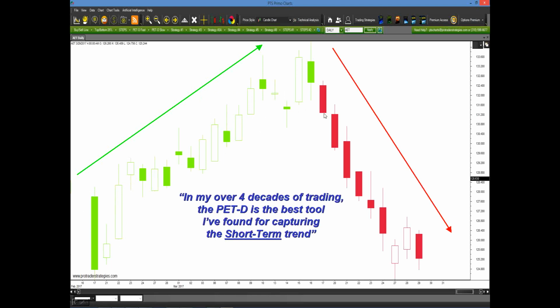And then once you see a series of 3 to 5 red bars, it's telling you well in advance you're in a downtrend. So in my over 4 decades of trading, the PET-D is the best tool I found for capturing the short-term trend. So this is what we're going to apply for determining the trend. All we need to know is what the color of the setup bar is. That's all we need to know.